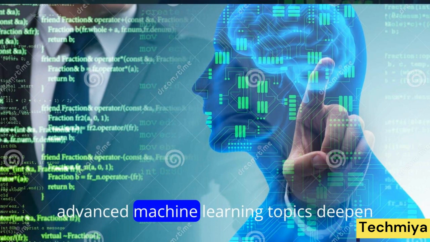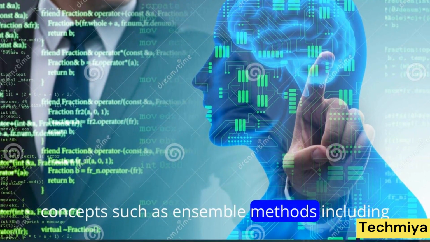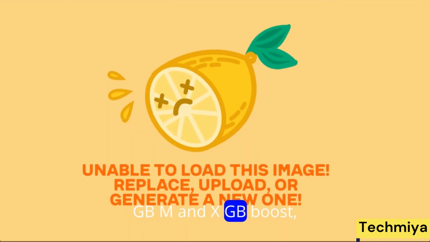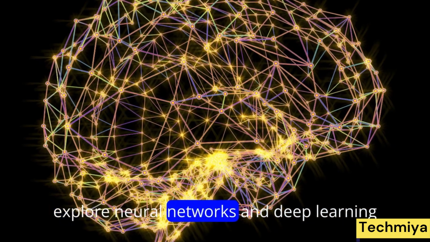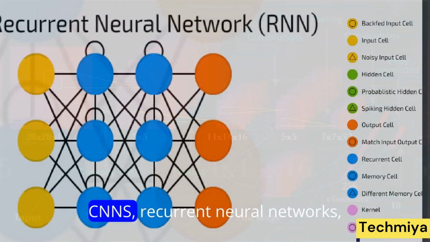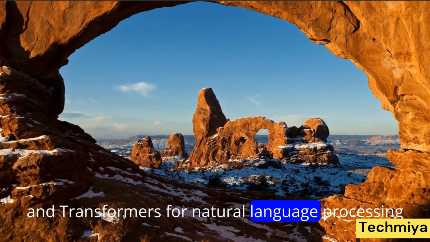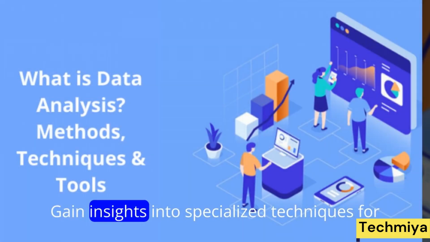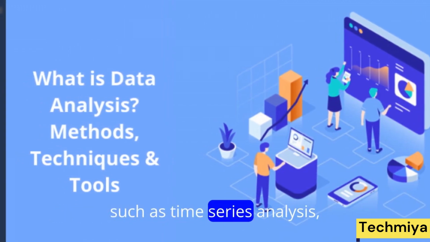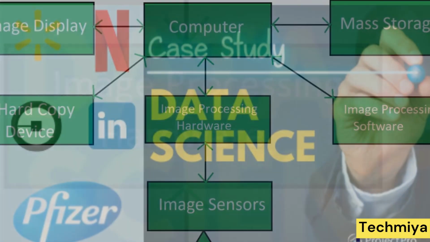9. Advanced machine learning topics. Deepen your understanding of advanced machine learning concepts such as ensemble methods, including random forests, gradient boosting machines (GBM), and XGBoost. Explore neural networks and deep learning architectures such as feed-forward neural networks, convolutional neural networks (CNNs), recurrent neural networks (RNNs), and transformers for natural language processing (NLP). Gain insights into specialized techniques for handling specific data types and tasks, such as time series analysis, image processing, text mining, and recommendation systems.